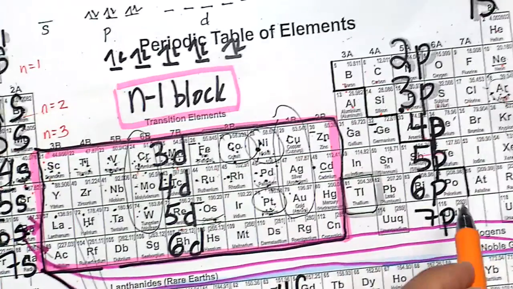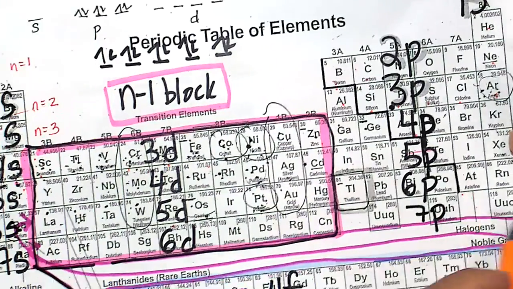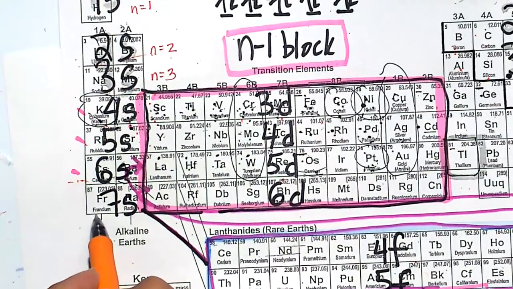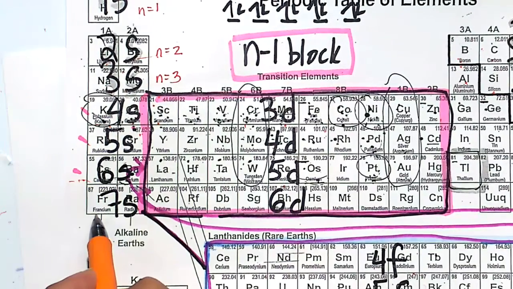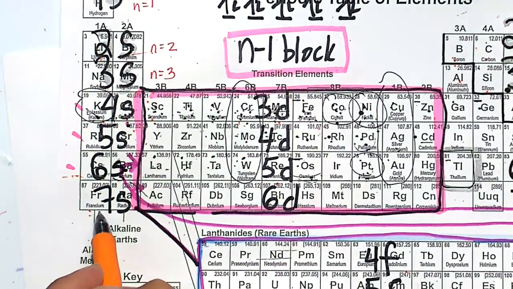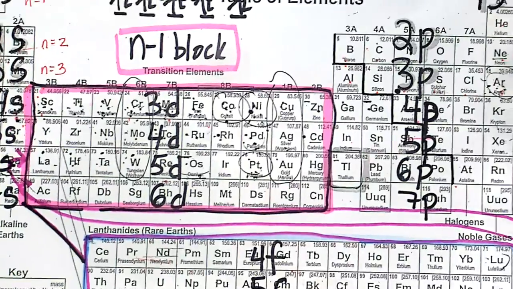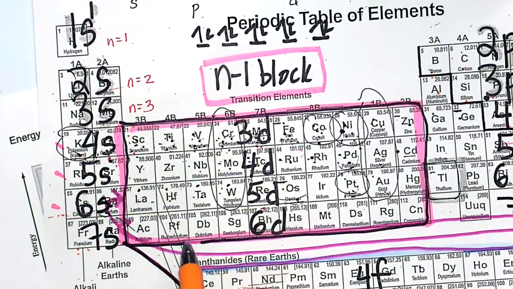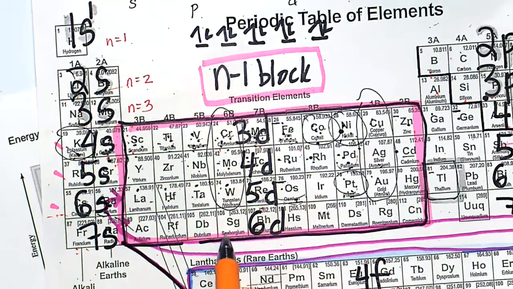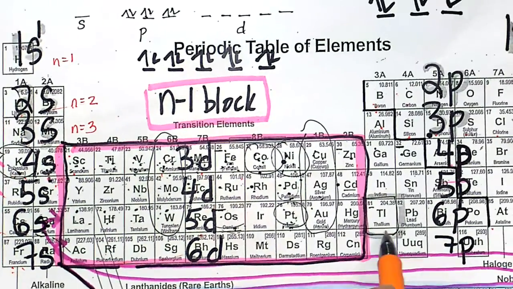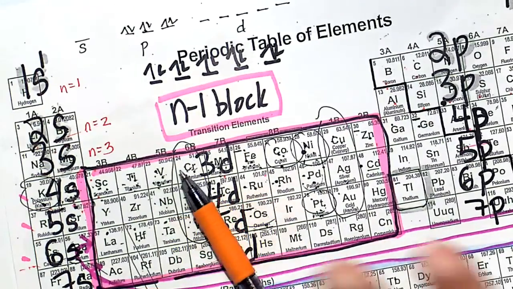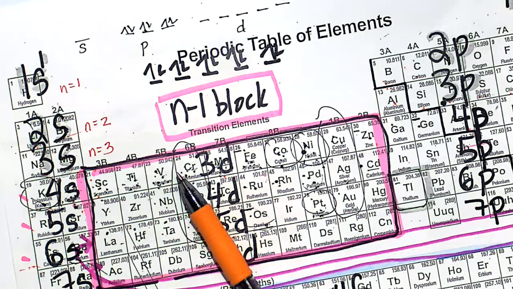After 5d, where do you go? 6p. After 6p, where do you go? 7s. After 7s, where do you go? Be careful. 5f. After 5f, where do you go? 6d. And after 6d, where do you go? 7p. So the order of how they march in is basically electron configuration.